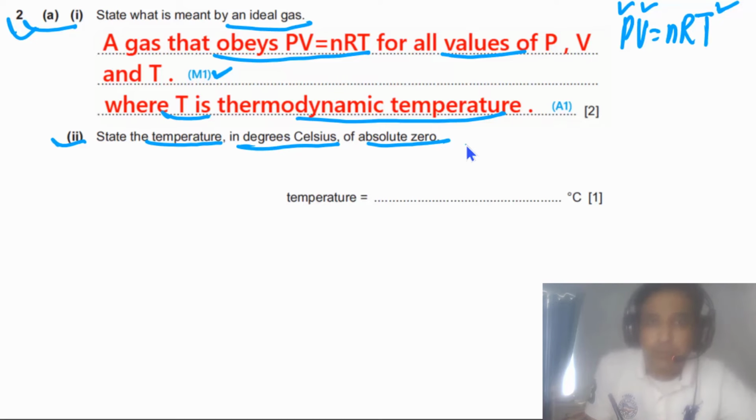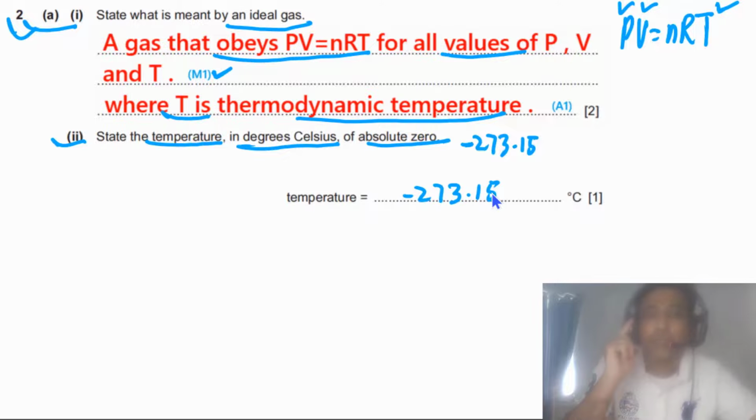Absolute zero, when we state it for A2 physics, we have to state this one up to 2 d.p. So it's very important when you write down thermodynamic temperature, it has to be up to 2 d.p. If you write down 1 d.p., you will lose marks, meaning you will not get this mark.